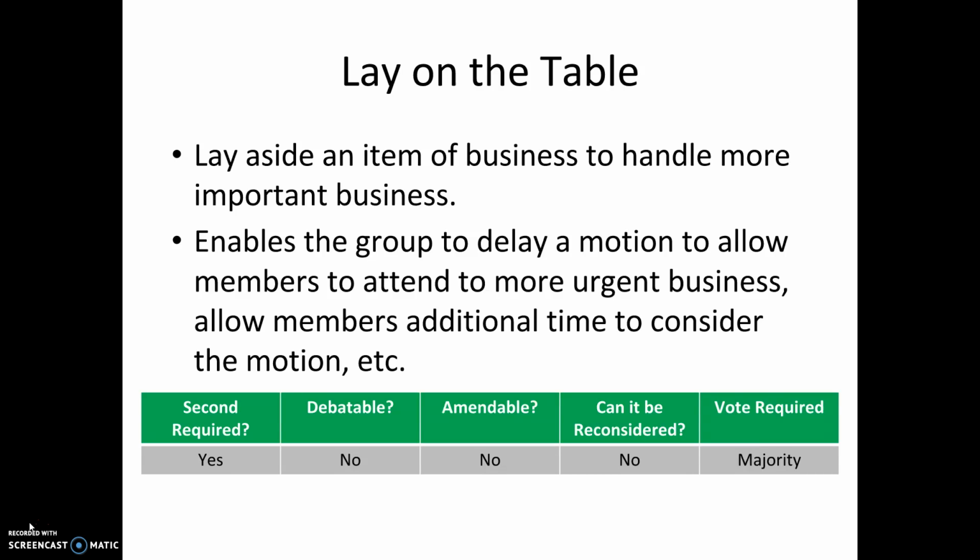Okay. This really enables a group to delay a motion, and that allows members to attend to more urgent business. Right? You might have a motion that's on the table right now that might affect your plans 3 months from now, but there's another motion that you need to talk about, and that's going to affect your plans 1 month from now. You probably want to handle the one that's going to affect your plans 1 month from now sooner than you want to worry about a motion that's going to affect something 3 months from now. It also allows members additional time to consider the motion that you're going to lay on the table. Does require a second. It is not debatable. It is not amendable. Cannot be reconsidered, and it's a simple majority vote.